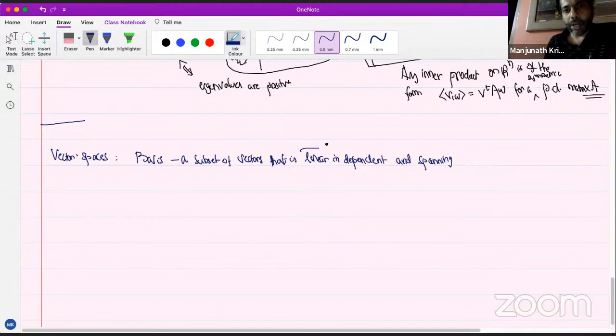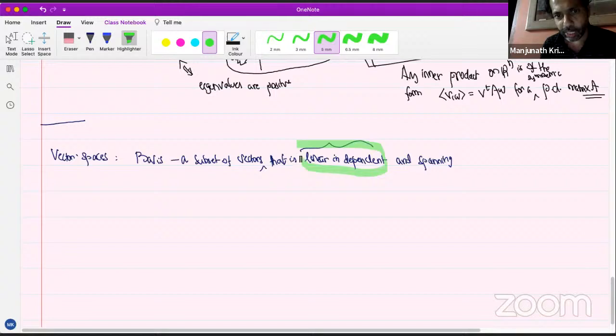So linearly independent means, let's say, a subset of vectors. In general, it need not be a finite set. I don't think I need to recall the definition of linearly independent or spanning. Spanning means that every vector can be written as a linear combination of these. I assume that you know the terms.